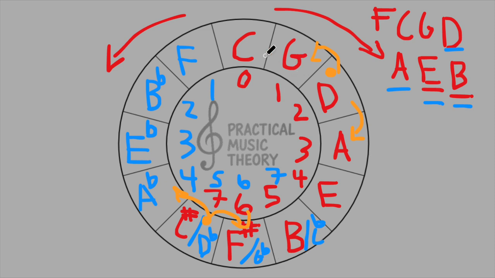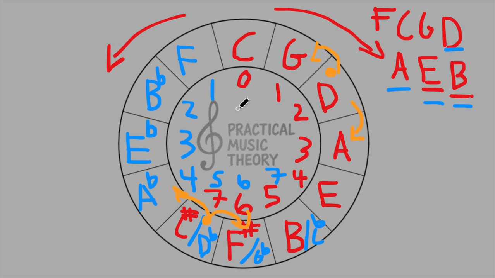Right? What's next to G? C. What's next to A? E. Oh, I see an E. How about after that? B. How about after B? F sharp. And how about after that? C sharp, C.